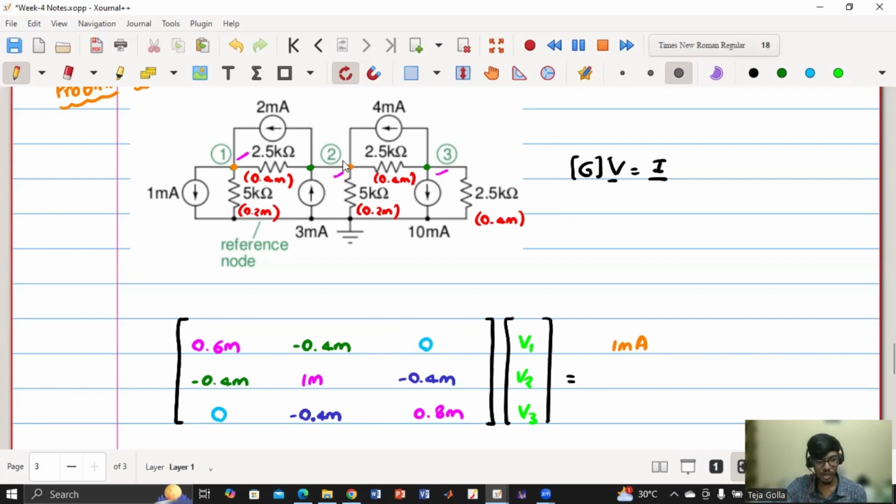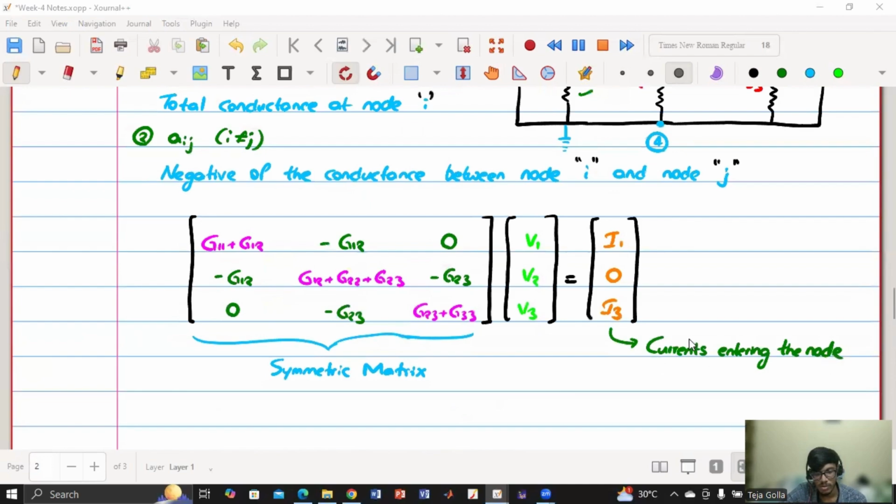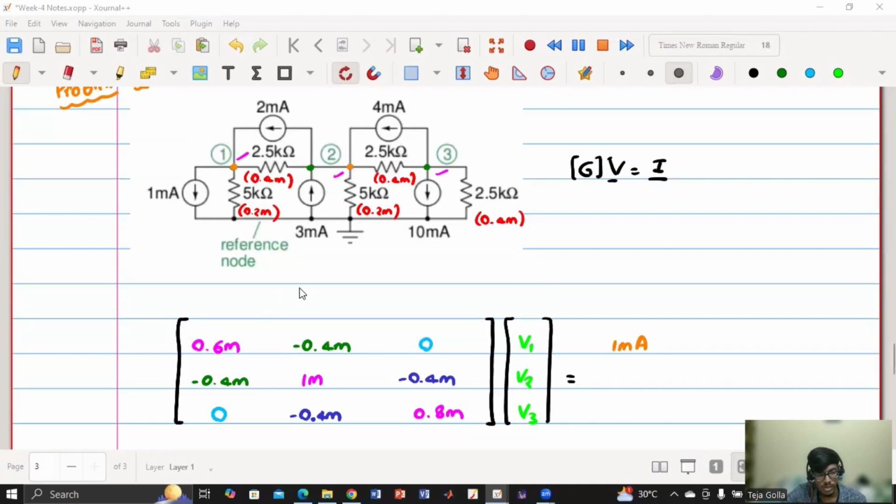Now, how much is the total net current entering? You have to see 4, 3 and 2. Is 4 entering or leaving? It's entering, so it's plus 4. Current entering the node is positive, and current leaving is negative. I1, I3, both are positive. Here also 2 milli and minus 1, so plus 1 milli. So current entering means plus 4. This is plus 3 or minus 3. So how much is the net current entering this node?